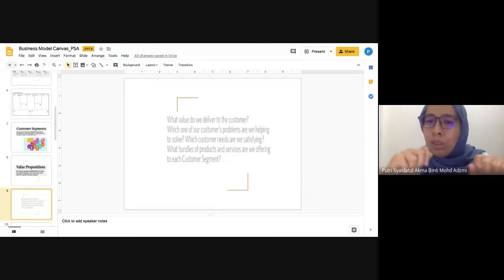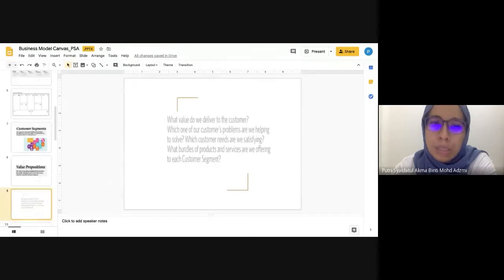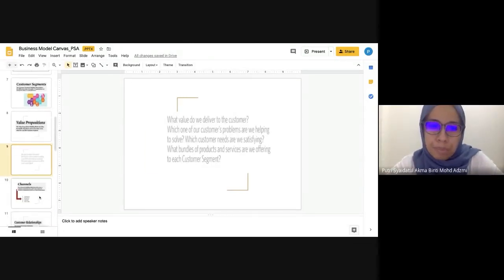This is where you will bundle your products and services for each of your customers. You might have more than one customer segment, so you must be able to bundle your value proposition into each of the customer segments. Okay, next.